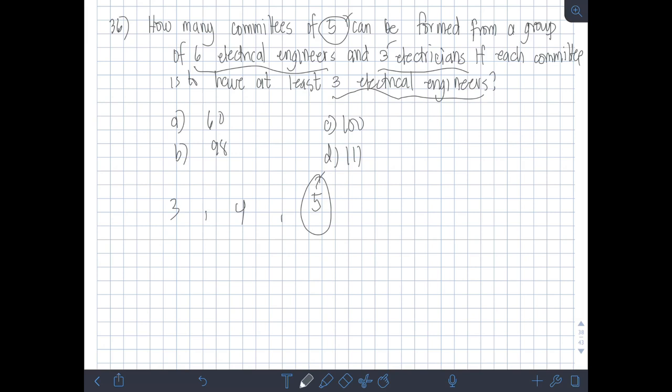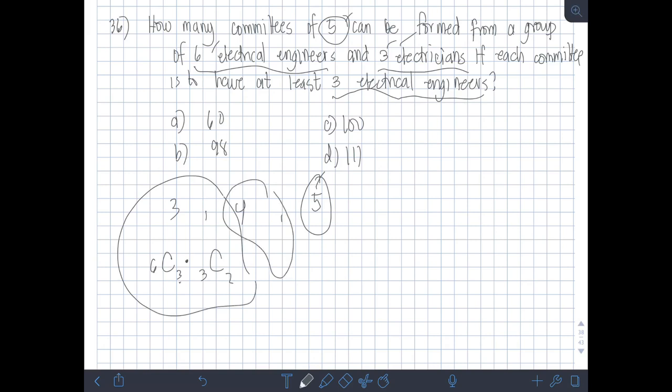So, consider muna natin yung 3 electrical engineers. So, kapag 3 electrical engineers yung mapipili natin dun sa 5, meron tayong ilang combination. So, nCr. So, 6 yung pagpipilian natin. So, 6C3. Tapos, imamultiply natin doon sa electricians, yung combination na pwede sa electricians. So, ilan kukuhain natin sa electricians since meron na tayong 3 members for electrical? 2. Tapos, mamimili tayo sa 3. So, yung n ng electricians natin ay 3. Tapos, yung r natin ay 2. Kasi 3 plus 2 is 5. So, yun yung first case kapag at least 3 yung electrical engineer natin.